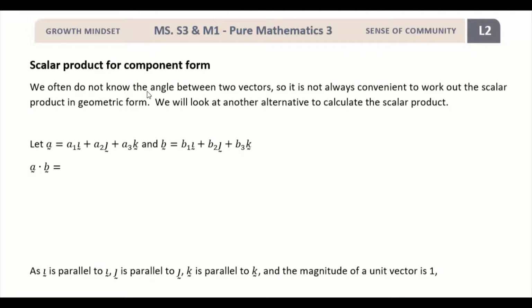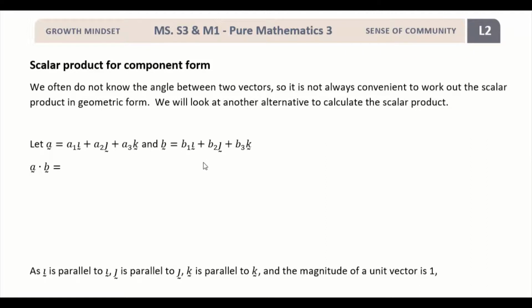But in a much more practical way, normally we have the vector in component form, which means they tell you the i, j, k components. Now we'll look at another alternative to calculate the scalar product, by using the component form. If I know the vectors, I can solve for the scalar product straight away without knowing my angle. This is the second formula for the scalar product.